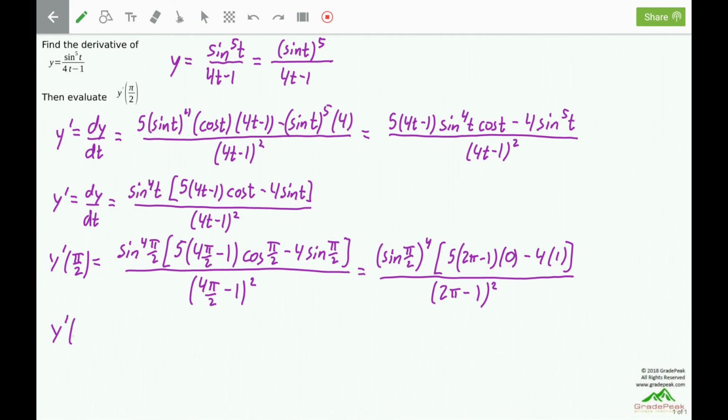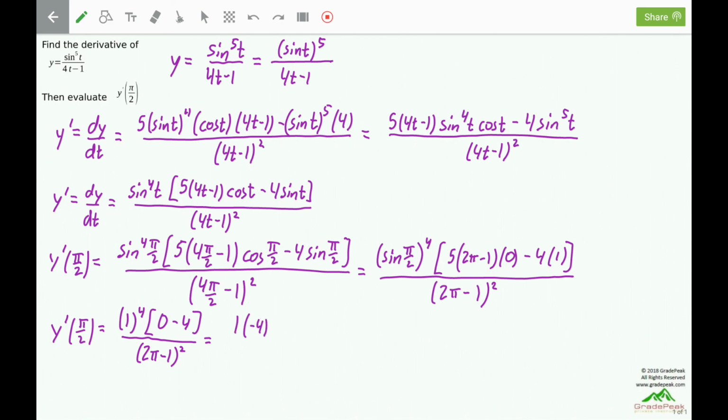So y prime of pi over 2 equals, sine of pi over 2 is a 1, so we have 1 to the 4th, and then we have in brackets here, all of this is multiplying with 0, so all of that will just be 0. And then we have minus 4 times 1, which is negative 4. And then all of that over 2 pi minus 1 quantity squared, which I'm just going to leave the way it is. In the numerator, 1 to the 4th is 1.